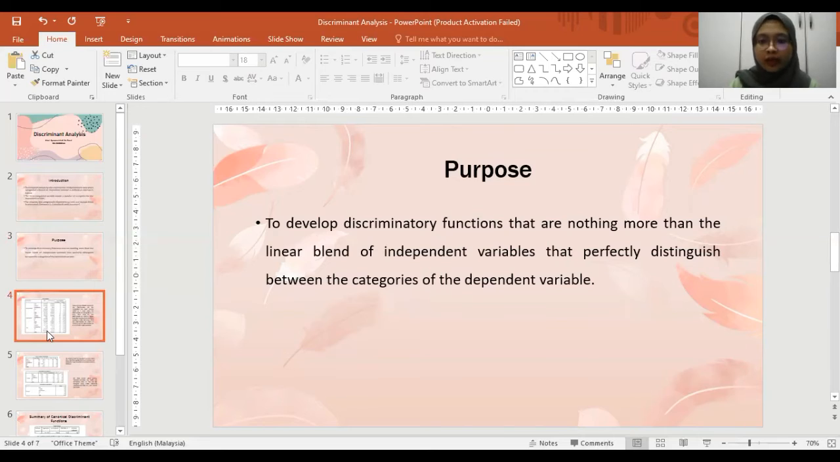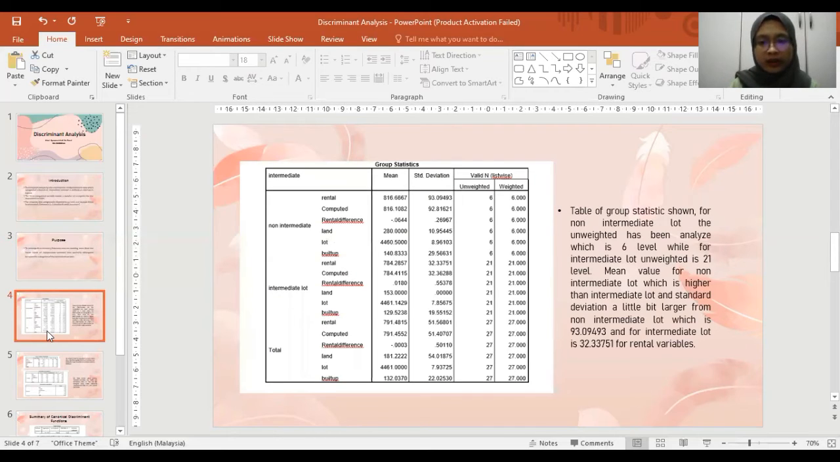For the table of group statistics shown for the non-intermediate lot, the unweighted count has been analyzed, which is 6, while the intermediate lot unweighted is 21. The mean value for the non-intermediate lot is higher than the intermediate lot, and the standard deviation is a little bit larger for the non-intermediate lot, which is 93.09493, and for the intermediate lot is 32.33751 for the rental variable.